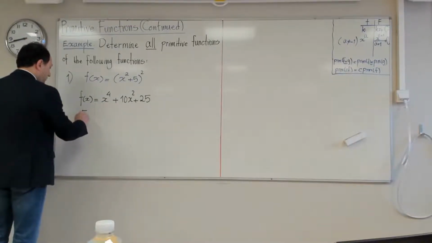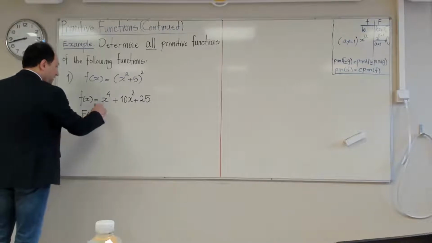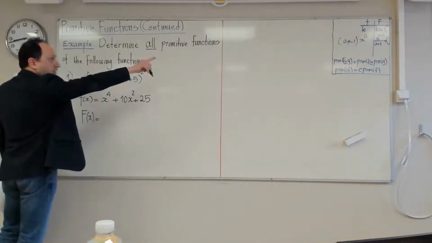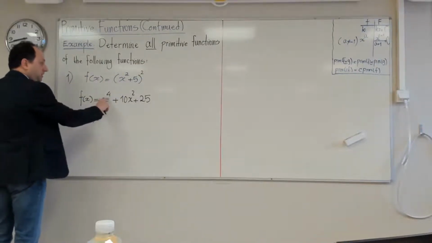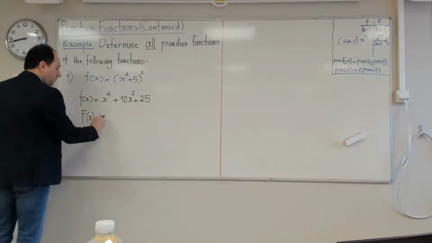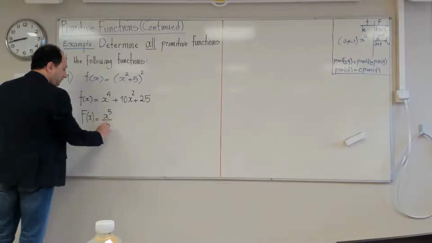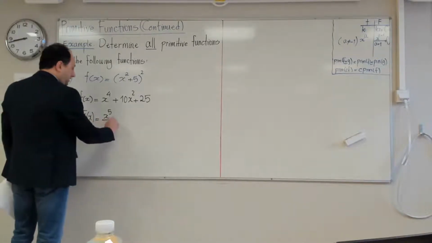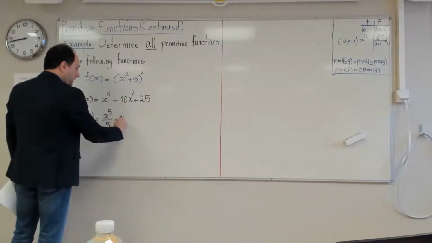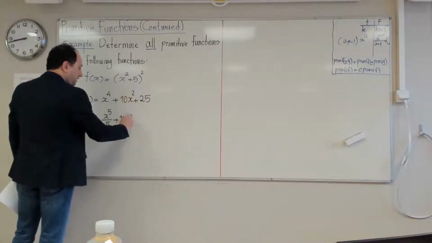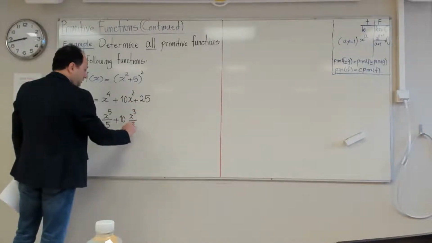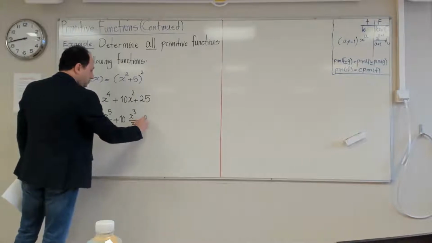Okay, now what I do, I write the capital F of x. So x to the 4, according to the second formula in the table, becomes x to 1 unit more. So let me write it as x to the 5 divided by 5. Then here I have 10, so I would write 10, and then x to the 3 divided by 3. And for 25, it's 25x according to the first rule.